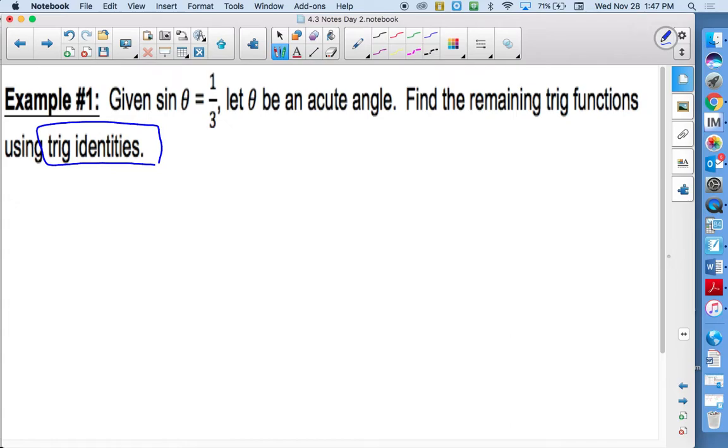That's what an identity is, a fact. So a square has 4 right angles, 2 pairs of parallel sides. Those are facts about squares. These are facts about trig functions. So we want to see if we can use some of those facts to help us find the other 6 trig functions. So if you know sine is 1/3, what other function can you find without doing any work? Chelsea?